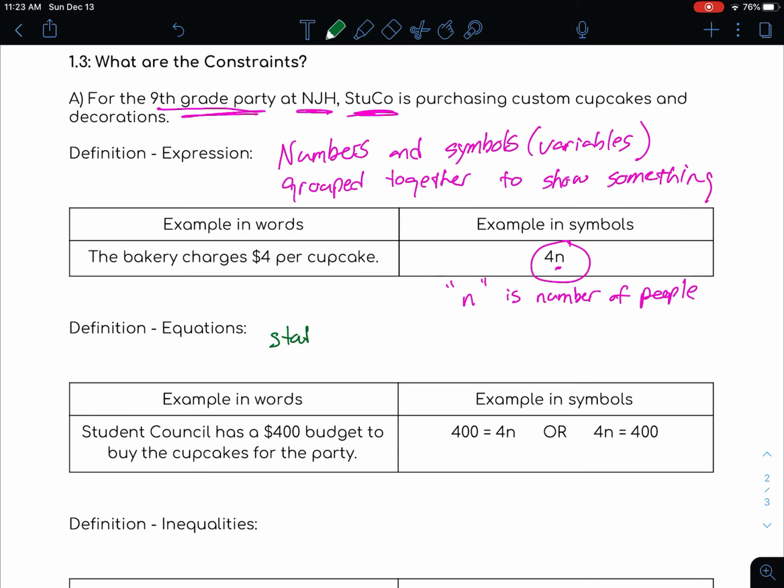Equations are used throughout algebra. We talk about equations all the time. We already talked about one in the first example. So equations are statements, or a statement showing two values or expressions that are equal.